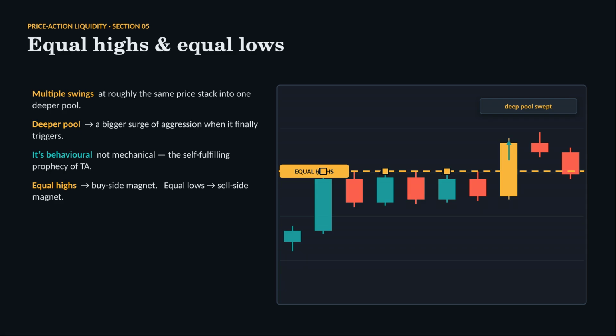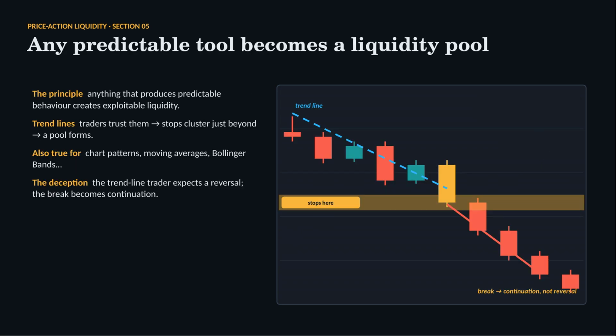When multiple swings stack up at roughly the same price, they merge into one deeper pool, equal highs, equal lows. And a deeper pool means a bigger surge of aggression when it finally gets triggered, because there are simply more stops packed in there. What's interesting is this is behavioral, not mechanical. It's almost a self-fulfilling prophecy of technical analysis. Everyone sees the same equal highs. Everyone parks stops in the same place, so equal highs become a buy-side magnet and equal lows become a sell-side magnet.